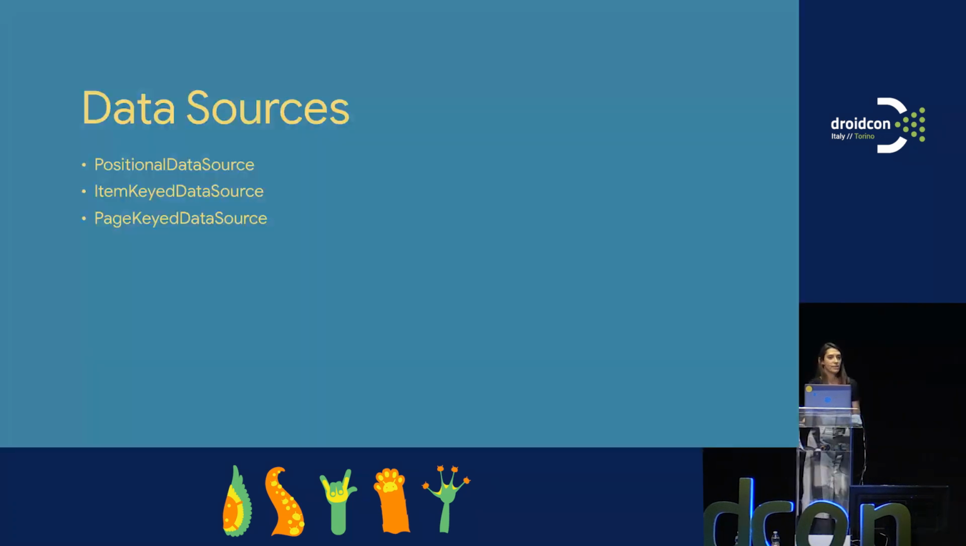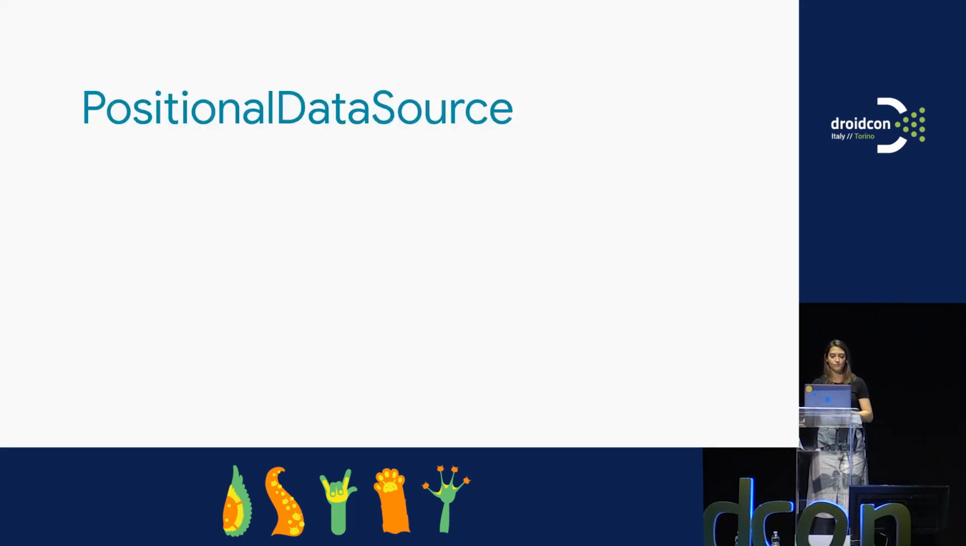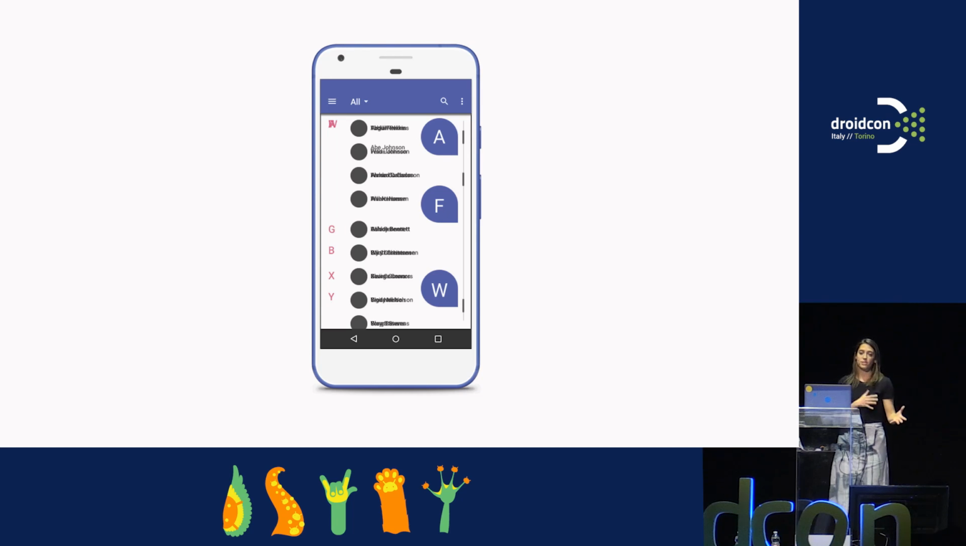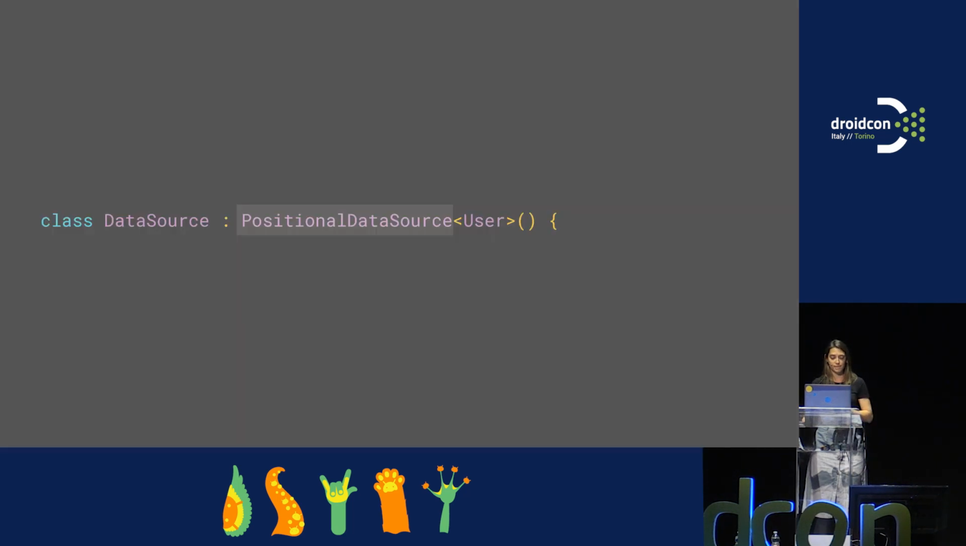OK, let's see what kind of data sources we have. So we have 3 types: positional data source, item keyed data source, and paged keyed data source. So let's start with positional data source. For me, the easiest example for positional data source is having something like contacts, where you're able to scroll to different elements. So we would need to create a data source that extends from positional data source of the item type.